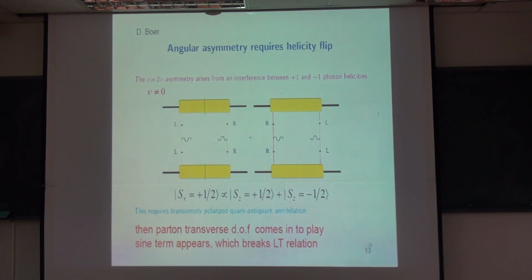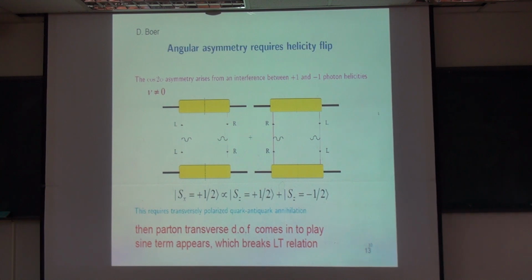Then why will the Lam-Tung relation be broken if we have a transversely polarized quark? It's because the parton transverse degree of freedom comes into play, and then the sine term will appear. Once you have a transverse degree of freedom, the lepton moves in this way. Originally you have only cosine theta, but now you can have sine theta. So the sine term will appear. The Lam-Tung relation has no sine term. So if you have a transversely polarized quark, then you can break the Lam-Tung relation.